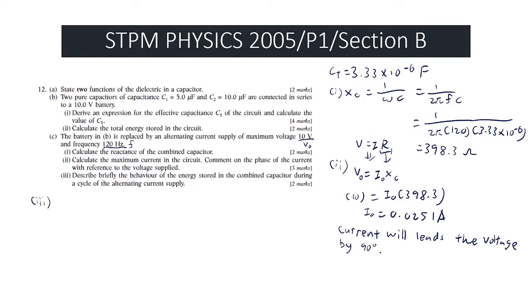So the third, describe briefly the behavior of energy stored in a combined capacitor during a cycle of alternating current supply. So here, let's say this is I, this is T, this is 0, and we have a full cycle.